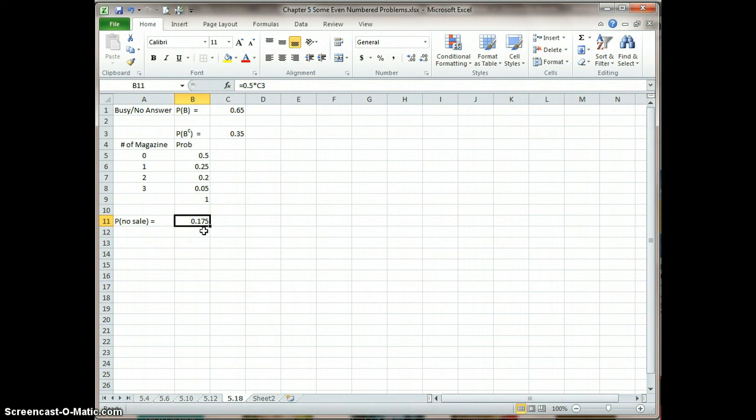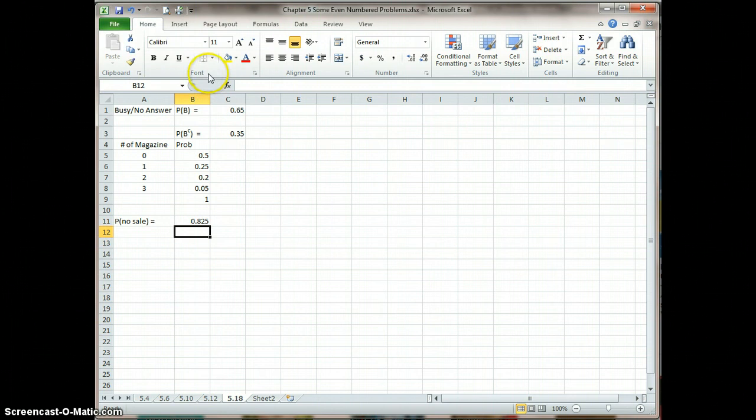Which is 0.175. But that's not totally it, because we need to add in this 0.65 because we didn't make a sale on those either, because we didn't even get to talk to them. It was busy or no answer. So if we go back into this formula and put parentheses around that, plus we add in the 0.65, then we see that it's 0.825. Now this is a case where the probability tree probably would be helpful.